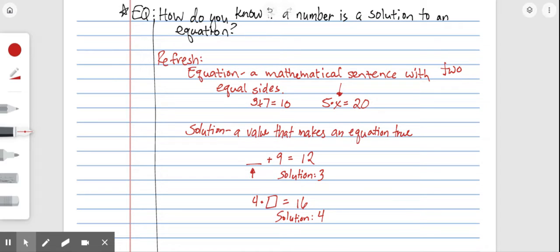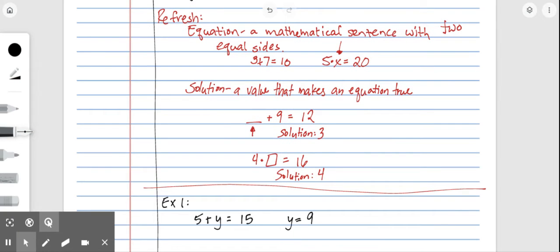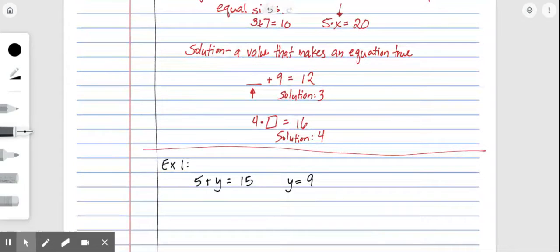So let's do some example problems, and we're going to check if solutions are correct. A solution can either be correct or incorrect. So when you see a problem, you're going to be given an equation, like this 5 plus y equals 15, and you're going to be given a possible solution, y equals 9. So this is the solution, and this is the equation. Now, the question here is, is that number a solution? Is this a solution? With a question mark, right?